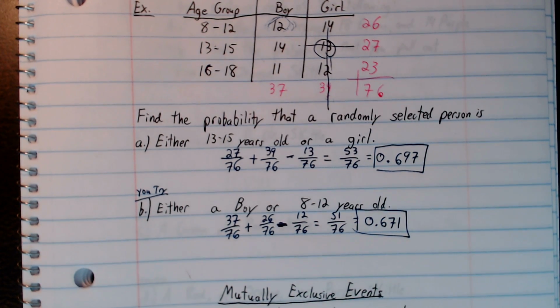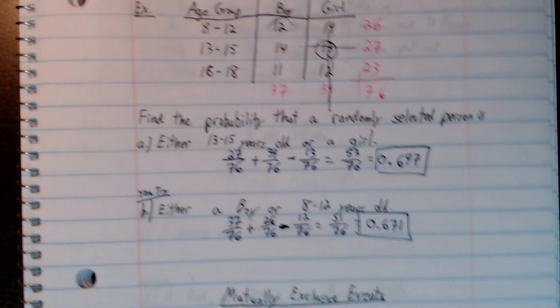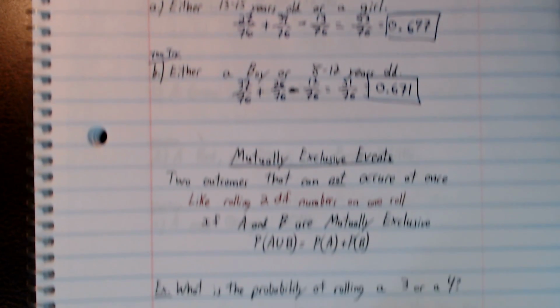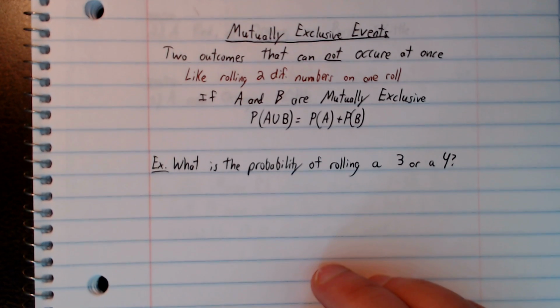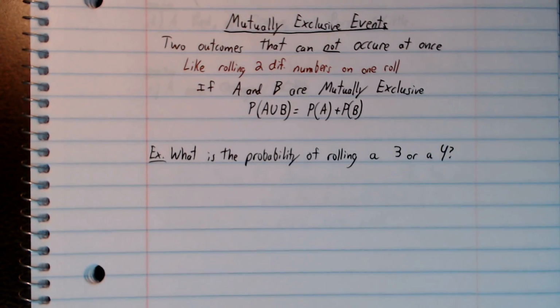Okay, so that was the OR probability. Now we're going to look at something a little bit different. It still has to do with the OR probability, but this is what's called mutually exclusive events. This would be when we have two outcomes that cannot occur at once, like, for example, rolling two different numbers on one roll of a die, right? It's not possible for you to roll a 1 or a 5 at the same time. Those would be mutually exclusive.